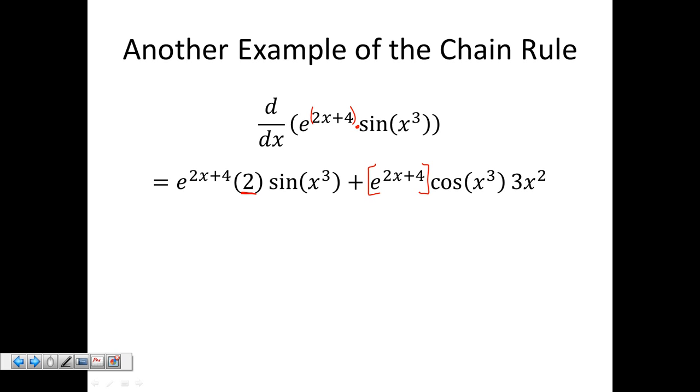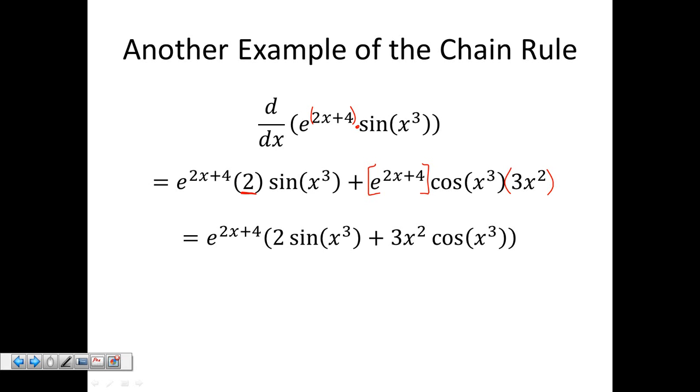And I multiply by the derivative of the sine term. The derivative of the sine of something is the cosine of the exact same thing. So cosine of x cubed times 3x squared. That's the derivative of the inside.